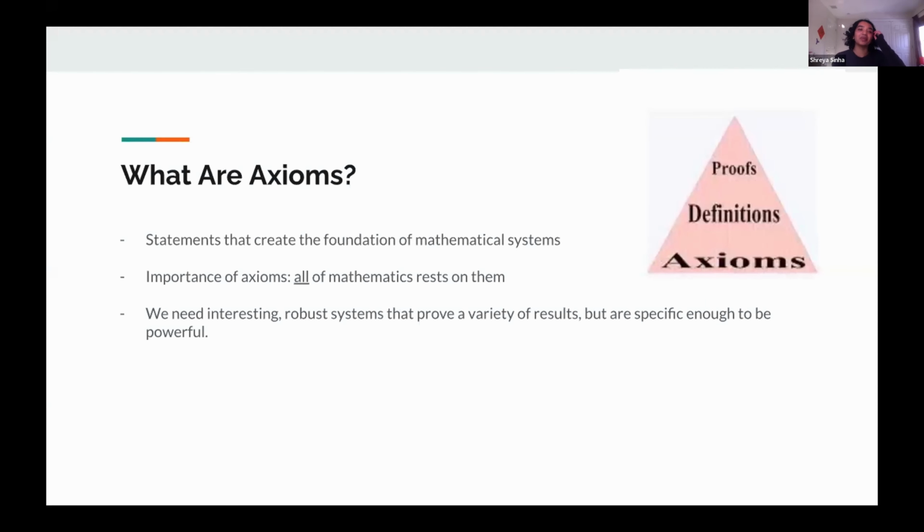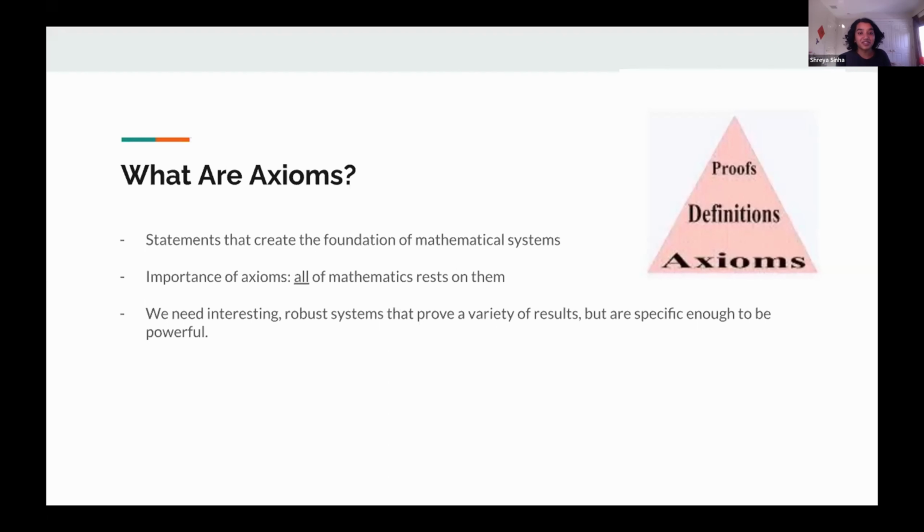So the first question that we really have to ask is, what are axioms? Axioms are just statements that are taken to be fundamentally true and serve as a basis for our mathematical systems, for our proofs and our arguments. As you can see in the picture, they're what eventually leads to definitions and then finally proofs.